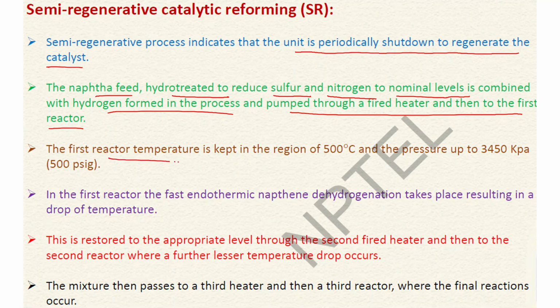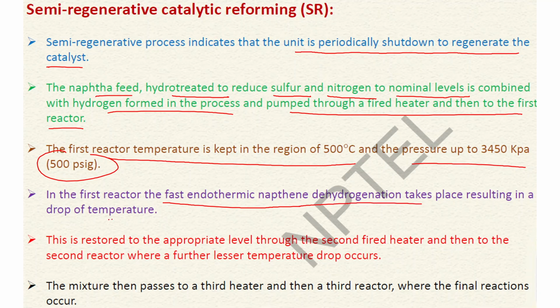The first reactor temperature is kept in the range of 500 and the pressure is kept at about 3,450 kilopascal, that is almost about 500 psig. Why this high temperature? That also I will tell. In the first reactor, the fast endothermic naphthene dehydrogenation takes place, resulting in a considerable drop of temperature. That is, the naphthene dehydrogenation to form aromatics takes place, so a sharp drop of temperature occurs, and this is restored to the appropriate level.